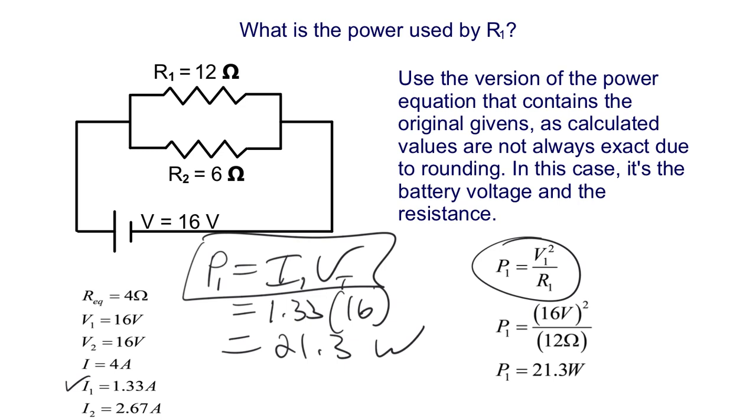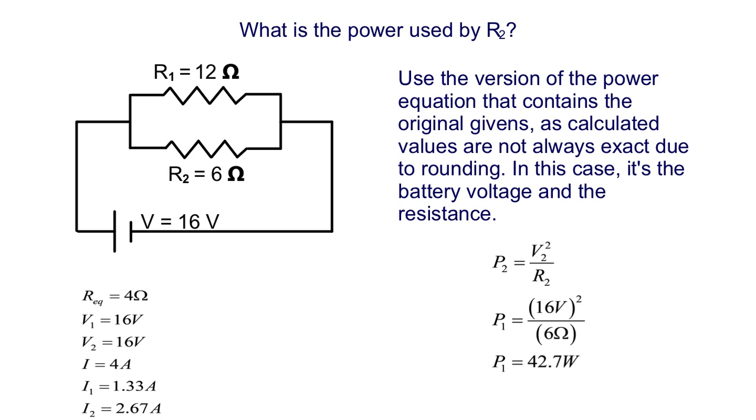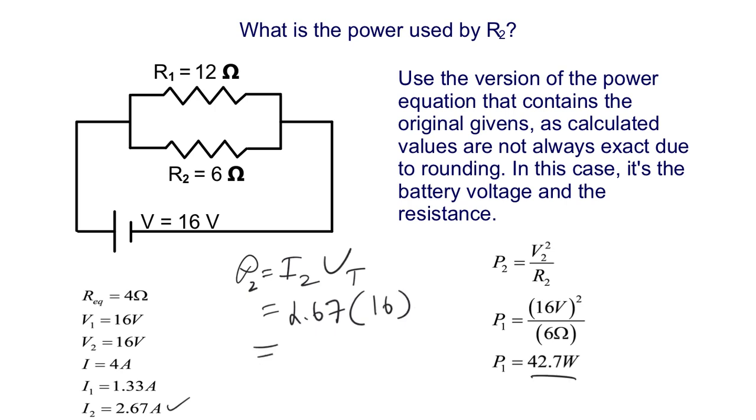But you could have done the other one as well. There's 3 power equations. Pick the easiest. Same thing. As you can see, they're using that. Of course, I would use P equals IV. The power running through the second resistor is I2, which is 2.67, and the total voltage is 16 volts. So I get 42.7 watts. Same answer.